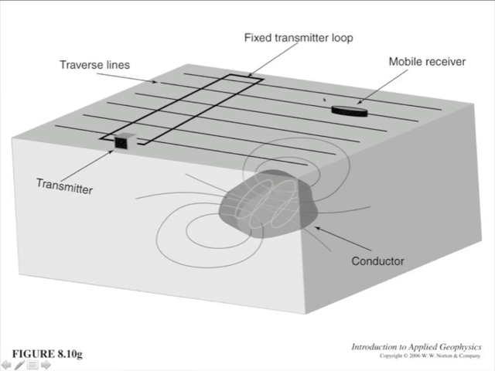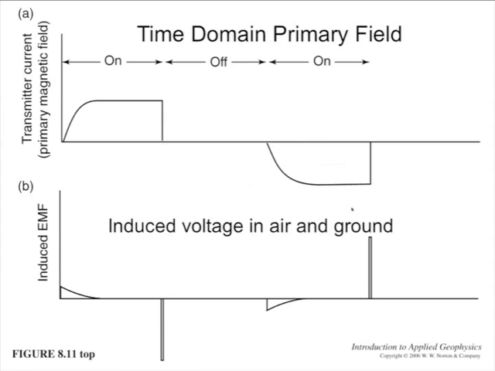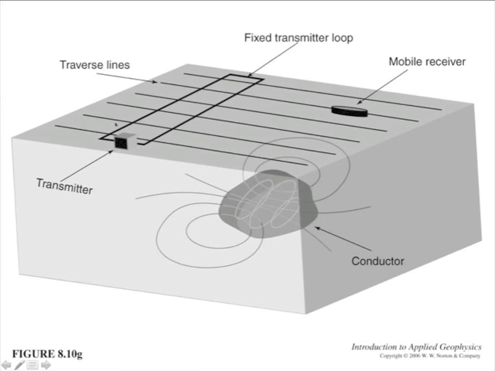Here's a horizontal transmitter coil and a mobile receiver coil, and there's a conductor there. Its magnetic field is constrained to it, and so you can basically go around and measure the eddy currents. Where the magnetic field from the eddy currents is strongest, you know you're getting nearer to the conductor, even though your transmitter is fixed. An EM31 can't do that kind of fixed loop and mobile receiver, but there are other instruments that can.